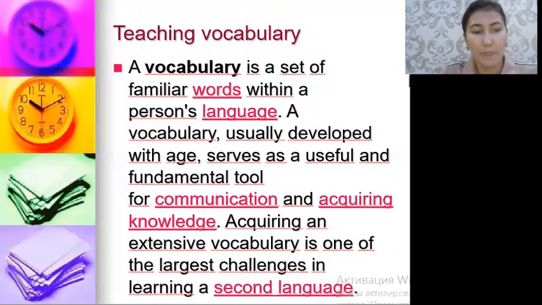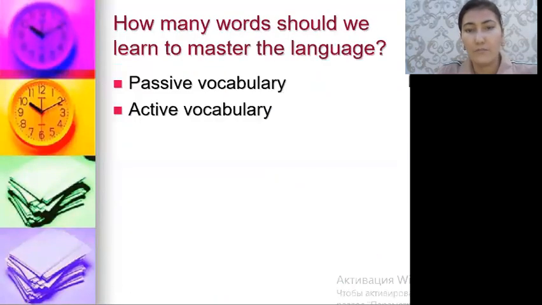So, what is passive vocabulary and what is active vocabulary? Average native speakers of English have 6,000 to 7,000 words in their active vocabulary and about 25,000 in their passive vocabulary. However, the current estimate of the English vocabulary resource is over 1 million words.